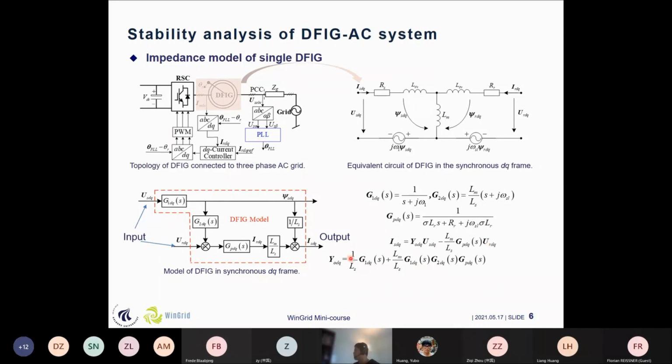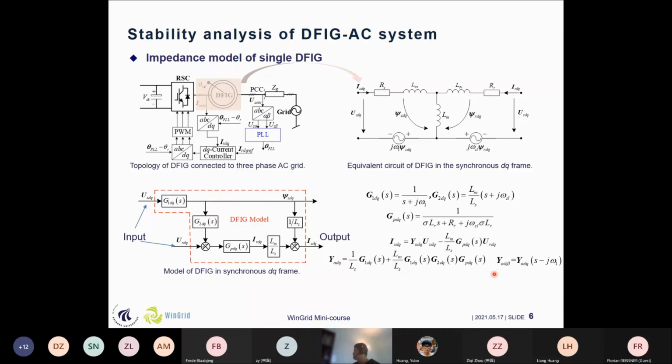And what does the impedance or admittance mean? Admittance is the relationship between the stator current and the stator voltage. So we can get the admittance in this form. It should be noted that since the current and voltage of the DFIG are symmetric in this form, we can use a complex variable to simplify it, in just one equation without using the matrix form.